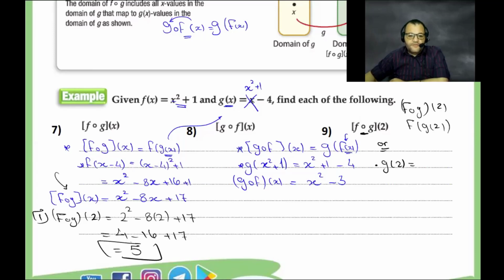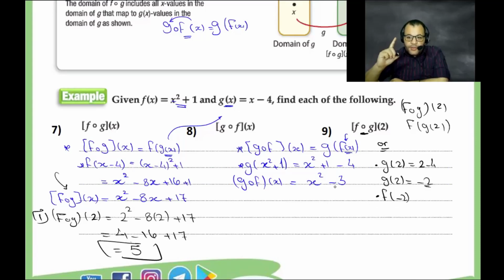What is the value of g of 2? Just at the function g, 2 minus 4. It means g of 2 equals -2. Then after that, find f of the answer that you find here, -2.